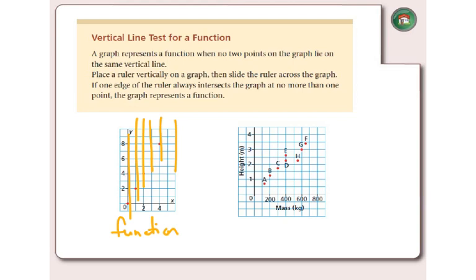Likewise, if I take the graph on the right, well, passes through once, once, once, twice. It doesn't matter that I found a few lines that can pass through once. That's not important. As soon as I find any single line that passes through twice or more than twice, this is not a function. It is still a relation, but the relation is not specifically a function.